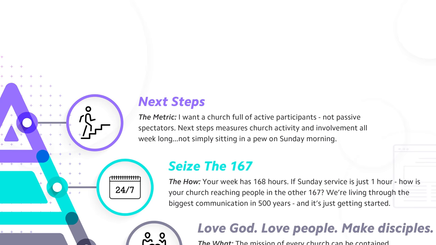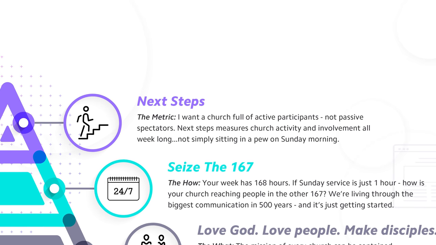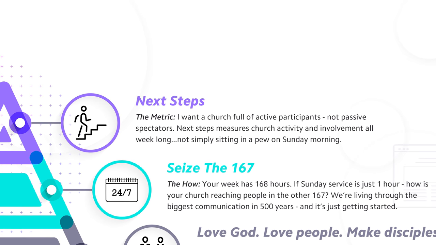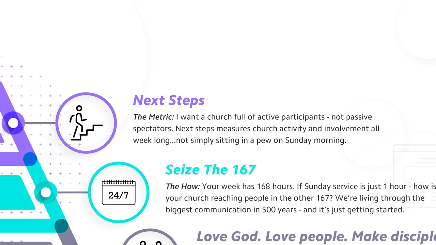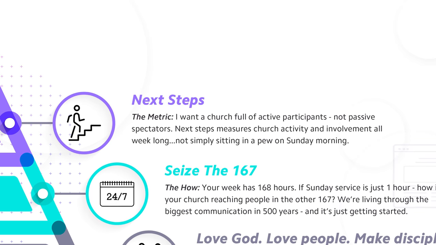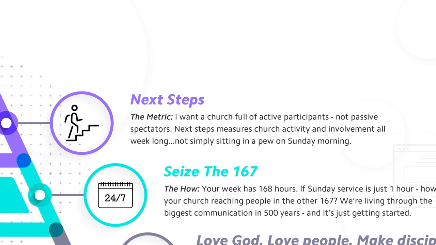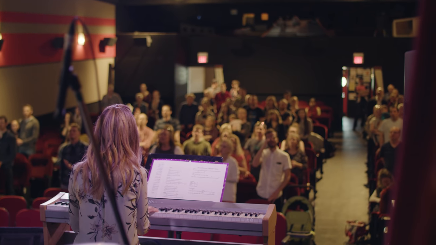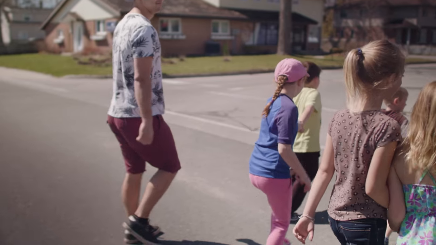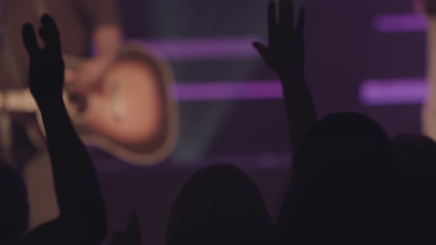And now at the top of the pyramid, instead of attendance, we have the metric of next steps. I want a church full of active participants, not passive spectators. Next steps measures church activity and involvement all week long, not simply sitting in a pew on Sunday morning. Look, the old rules for measuring church growth, they're too narrow. They focus too much on one thing, the Sunday service. The new rules for measuring church growth aim to be holistic. They're inclusive of everything that your church is doing. Not only that, but the new rules track both internal and external growth.